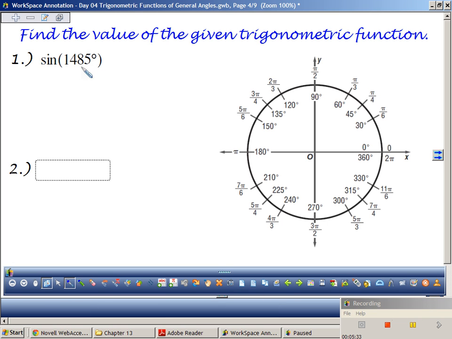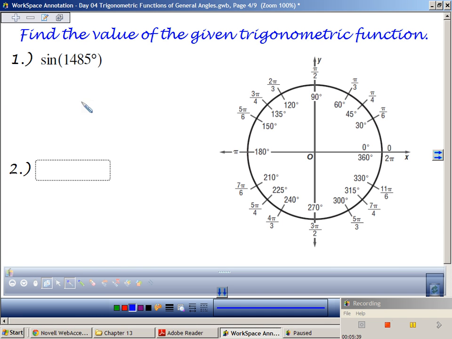Okay, so let's begin with sine of 1,485 degrees. Forget the sine. You know something about degrees. What do we know about degrees in the unit circle? To go in full rotation, it's 360 degrees.